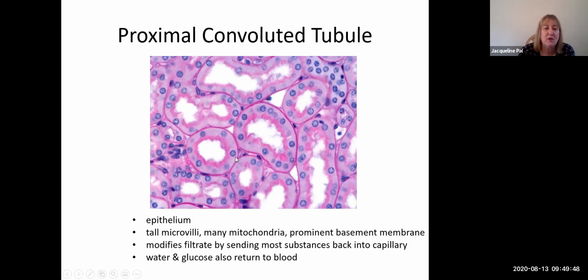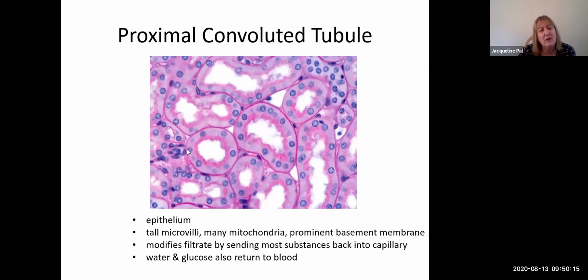and all the tubules have a very prominent basement membrane, which is this distinct purple line on the outside of each of these. You can see the lumen in the center of each tubule, and then between the basement membrane and the lumen, you can see what the epithelium is and decide for yourself what you think the epithelium is.